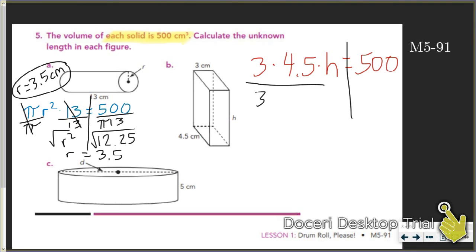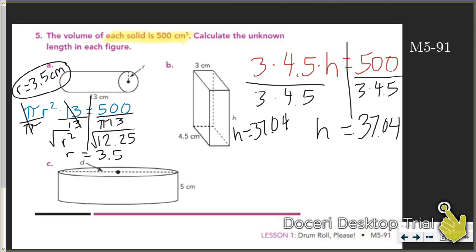Well, we need to divide by 3 times 4.5, divide by 3 times 4.5. And when you take 500 divided by 3 and then divided by 4.5, you get h is equal to, we're going to have to round it because it kind of comes out to be a long decimal, so it's 37, and we're just going to round that to 4 hundredths. Okay, so 37 and 4 hundredths. So for B, h equals 37 and 4 hundredths centimeters, and that's our answer.